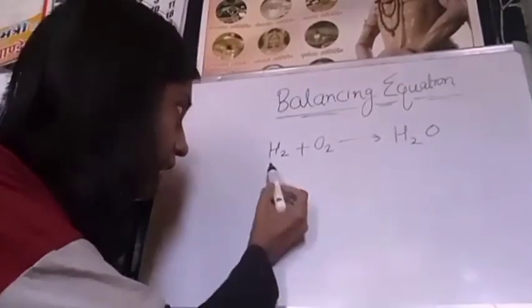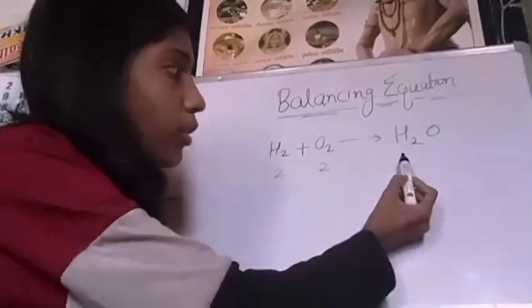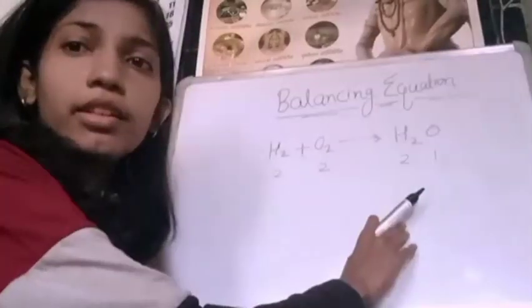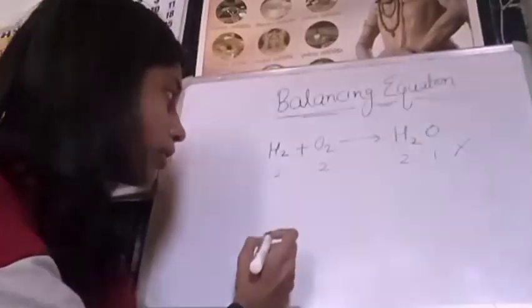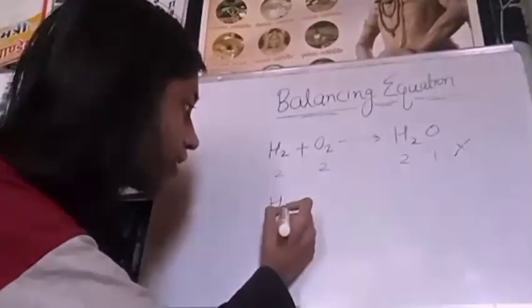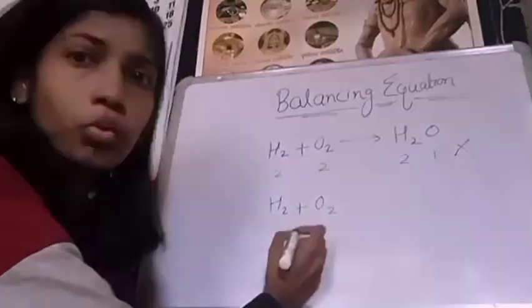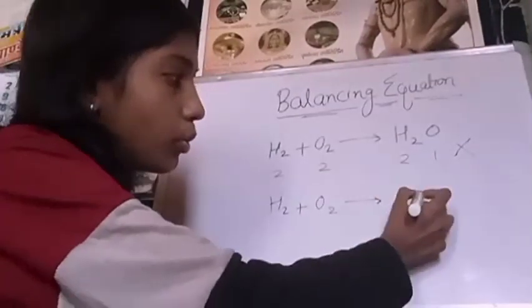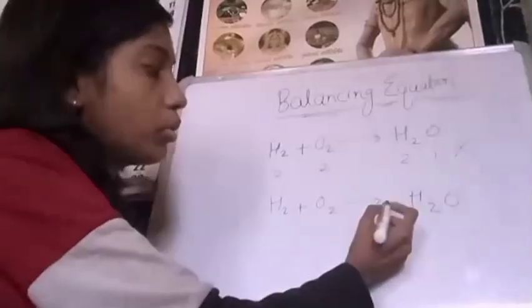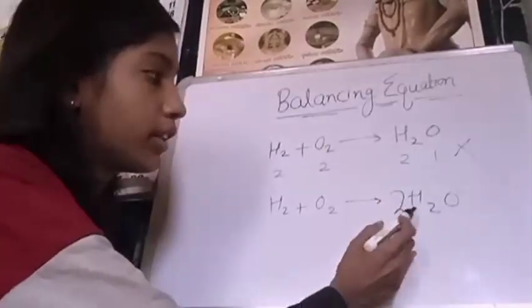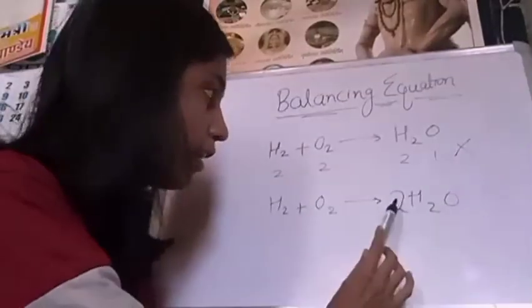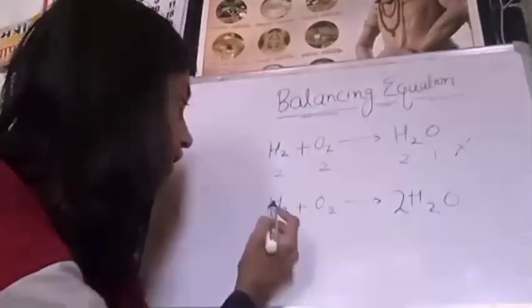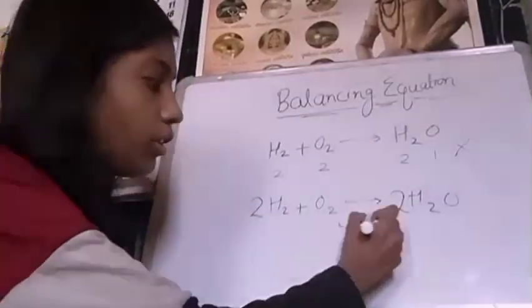Then hydrogen 2 items, oxygen 2 items, hydrogen 2 items, and oxygen 1 item. So this is not a balanced equation. So how is the equation balanced? Hydrogen 2 and oxygen 2. Here hydrogen 2, oxygen 1, add 2. When we add 2 here, then here is hydrogen 2 into 2, 4, and here is hydrogen only 2. Then here we add 2. So this equation is balanced.